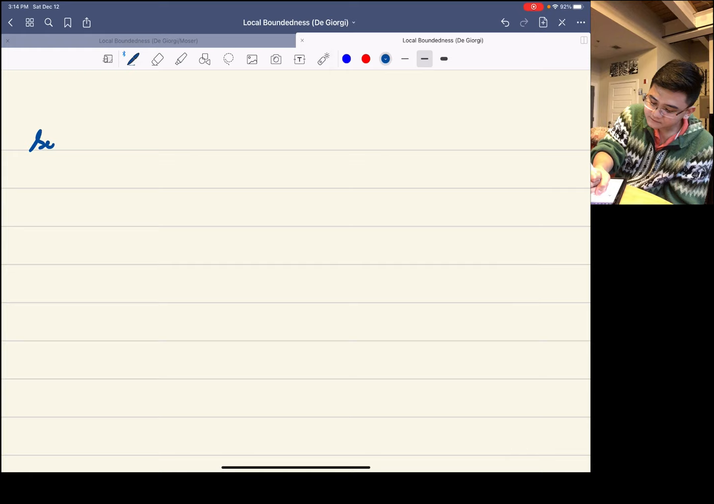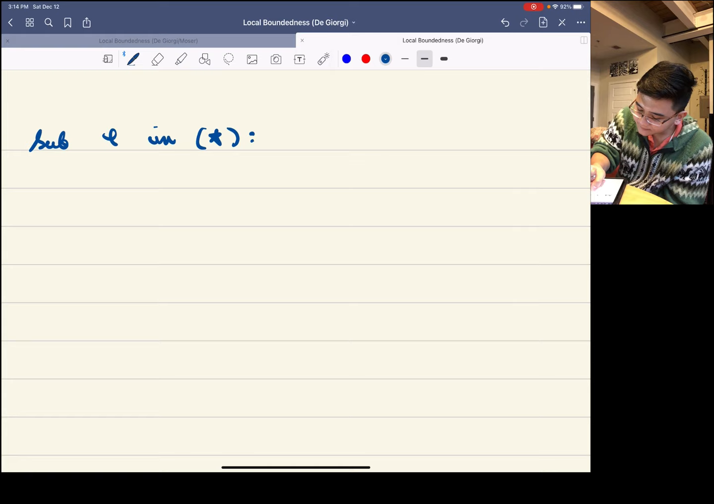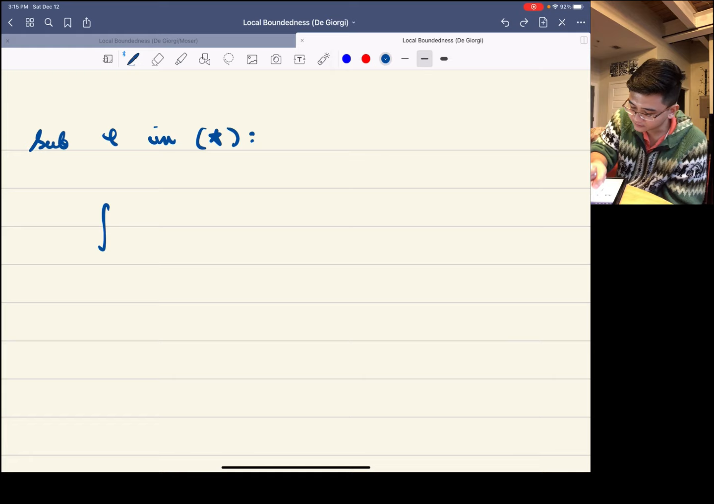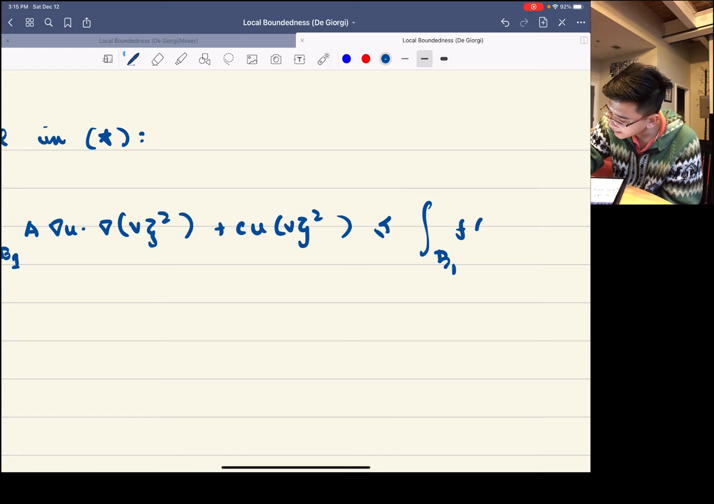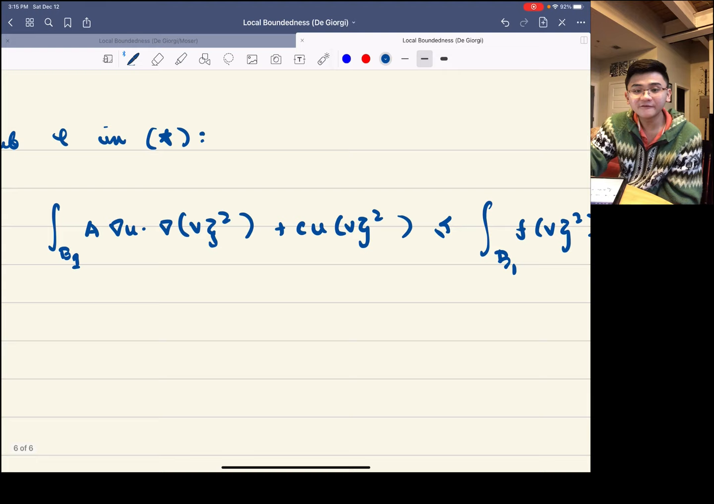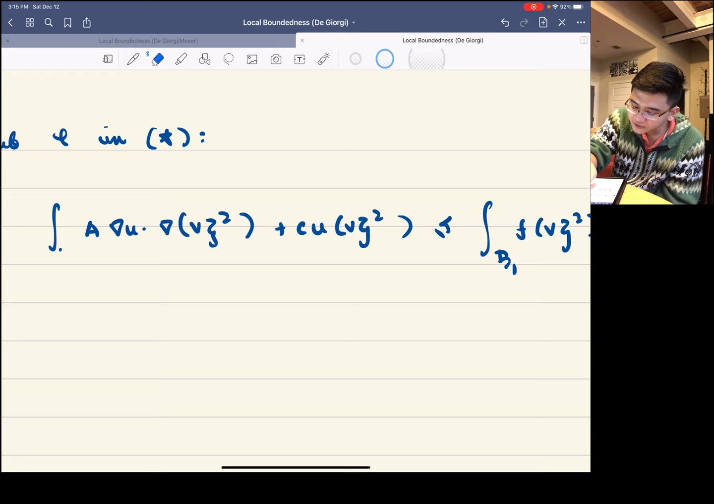in star. And that would give us the integral over B1 first. So we have A grad U dot grad phi, where phi is V times zeta squared, plus C U V zeta squared, less than or equal to the integral over B1 of F V zeta squared. Now note that V is going to be zero outside the set where u is bigger than k. So in fact, these integrals are going to be integrals over the support of V, which is u bigger than k. Similar to here.